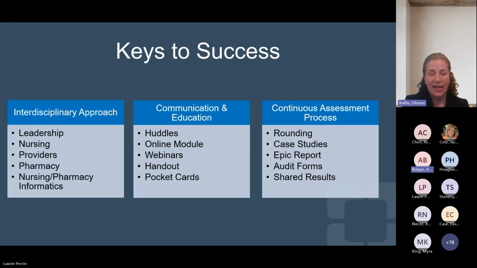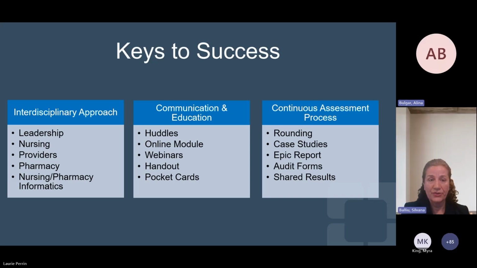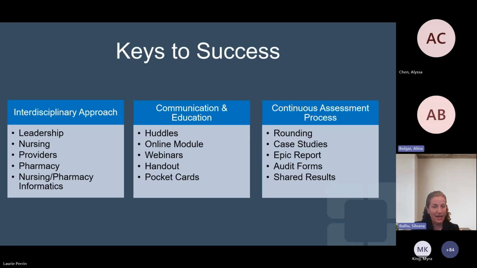So, keys to success. I just wanted to stop here for a second and say kudos, especially to Myra, who led the nursing efforts, and Alina, for leading the pharmacy efforts to standardize the practice for our titratable medications. The keys here: we have highlighted the interdisciplinary approach. This was key to our success.